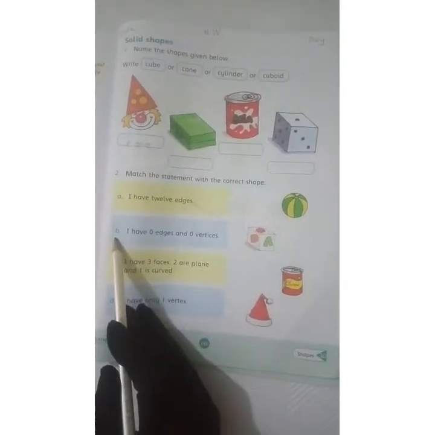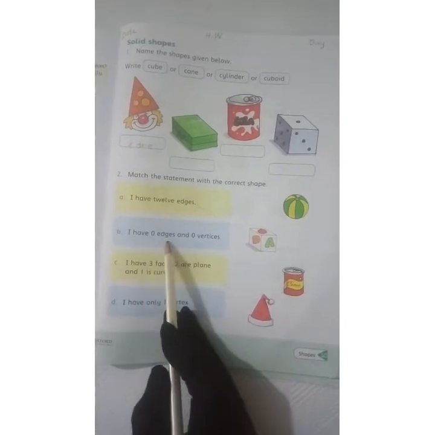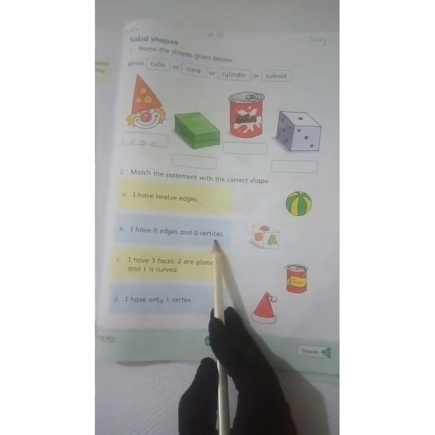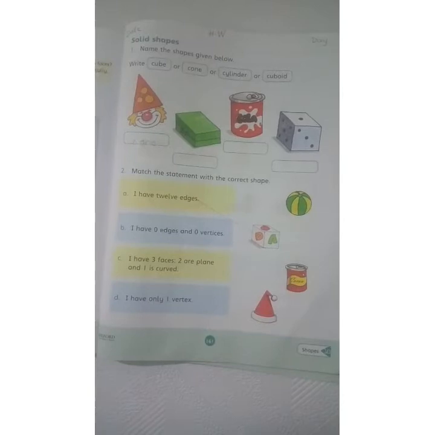Read the second sentence. I have 0 edges and 0 vertices. Yes, जिसके 0 edges और 0 vertices होते हैं बेटा.